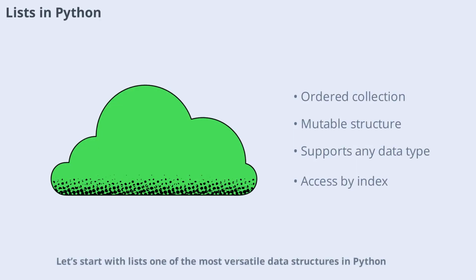Start with lists, one of the most versatile data structures in Python. Lists can hold items of any type, including numbers, strings, and even other lists. They're ordered so you can access elements by their position, and they're mutable, meaning you can add, remove, or change items as needed. Lists are created using square brackets like this: myList = [1, 2, 3]. They're great for storing sequences of data that may need to change during your program's execution.